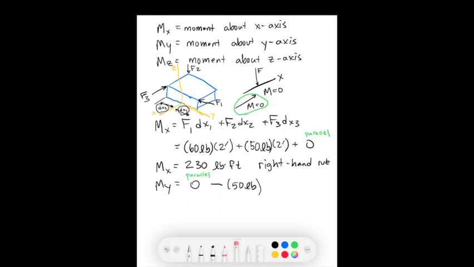And the distance dy2 is over here, right? So dy2 is over here, and that's equal to 3 feet. And we have another negative force over here for F3. F3 again rotates in the negative direction, so 40 pounds.